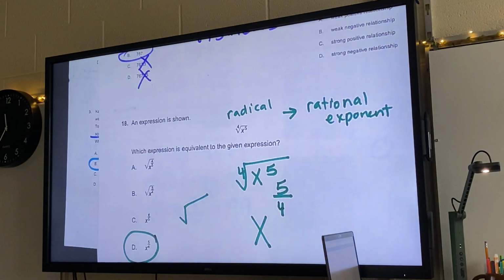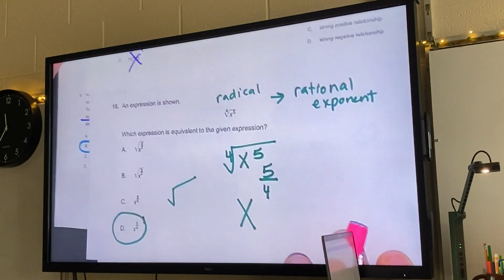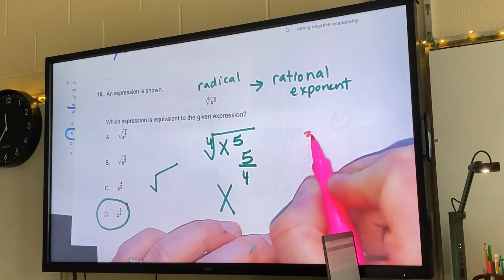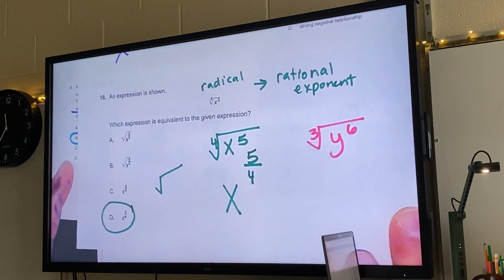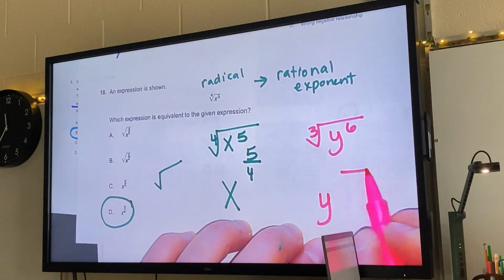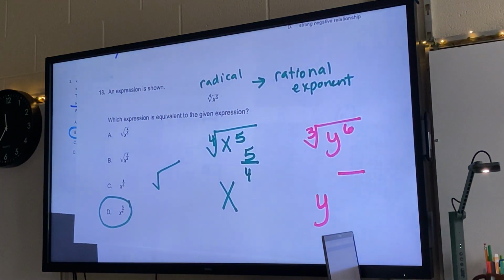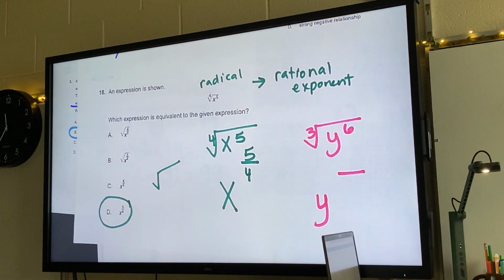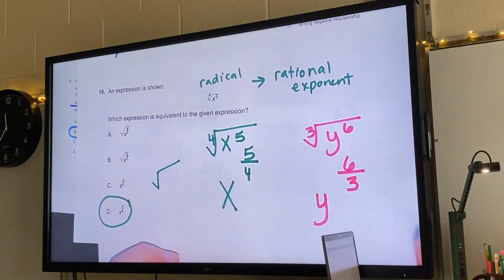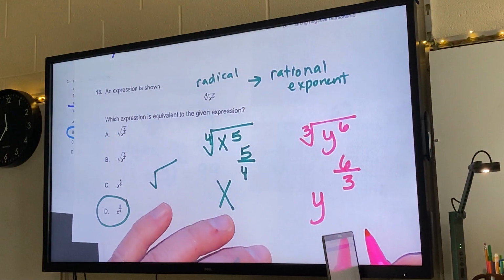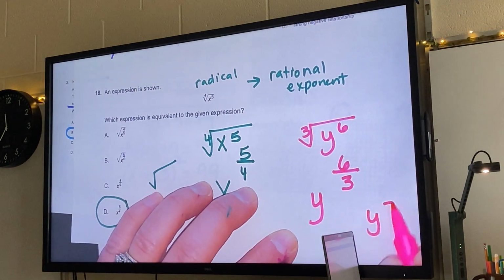I want to do another one of these just to review real quick, okay? So what if we had the cube root of y to the 6? Okay, so I'm going to put my y in my little fraction bar. What number goes on bottom? What's my root? 3. What number goes on top? Now, can we simplify that? What's 6 over 3? 2. So it's just y squared.